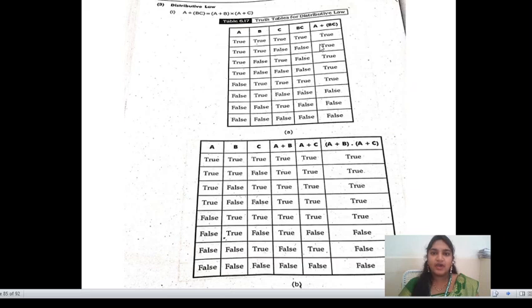Next, the distributive law of multiplication. The distributive law: a plus bc is equal to a plus b into a plus c. Sum of products is equal to product of sums. So these are the truth tables for the distributive law of addition, the sum of products and the product of sums. So this is about the truth table.